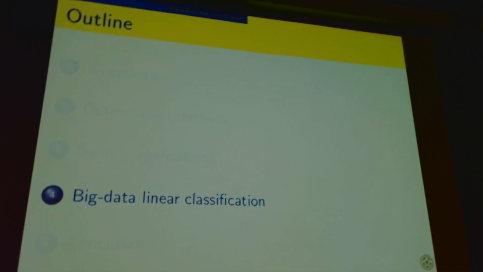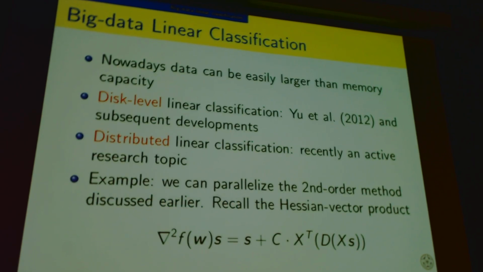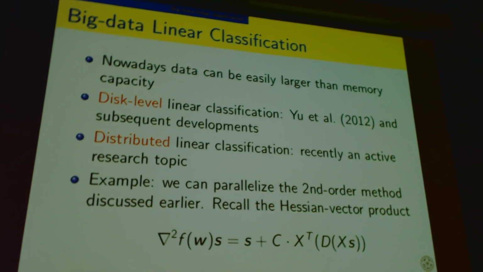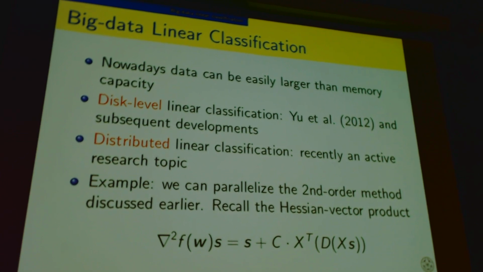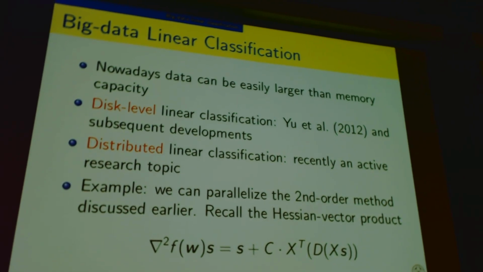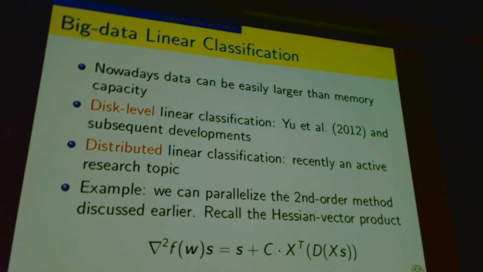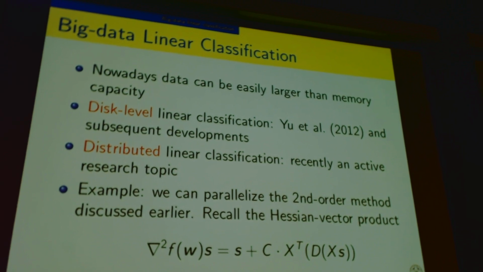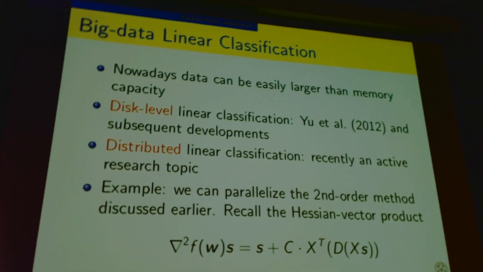So I want to briefly talk about big data linear classification. Well, this is still an ongoing research area, and I also spent some efforts on that. So the reason to do big data linear classification is that nowadays, our data can easily be larger than the memory capacity. Yeah. Because traditionally, all the traditional machine learning methods assume that data can be stored in the computer memory. Right? So what can we do if the data set is larger than the memory capacity?